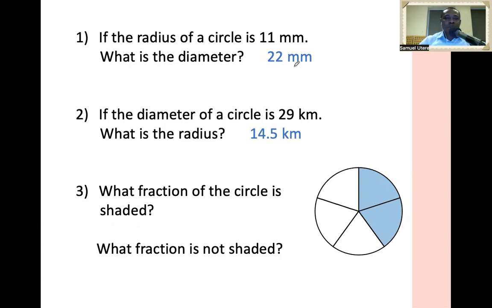Question 3, what fraction of the circle is shaded? The fraction of the circle that is shaded is 2/5. So we have 5 parts and the fraction that is shaded is 2/5. Now you can also use this to understand proportion. The proportion of the circle that is shaded is 2/5, 2 out of 5 parts. And then what fraction is not shaded? It is 3/5. So we see these parts are not shaded. So 3 out of 5 parts are not shaded.